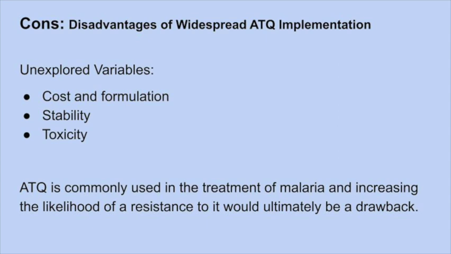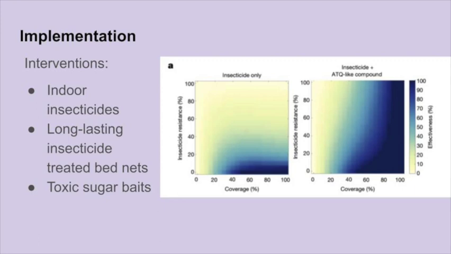It is also worth noting that the widespread use of ATQ may be inadvisable due to the increased potential for mutations to arise compromising the effectiveness of this compound, which would be problematic as ATQ is commonly used in the treatment of malaria, and increasing the likelihood of a resistance to it would ultimately be a step backwards in the fight against this parasite. As for future implementation, this study's results demonstrate that adding an ATQ-like compound to insecticide-treated nets significantly enhances their ability to reduce malarial transmission.